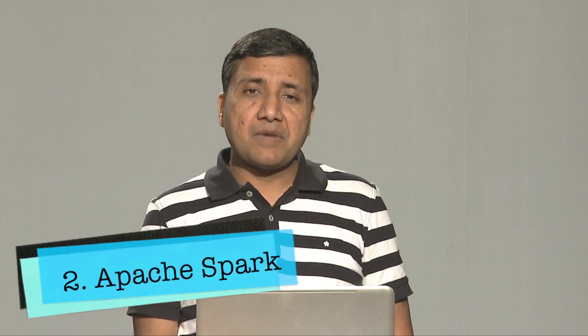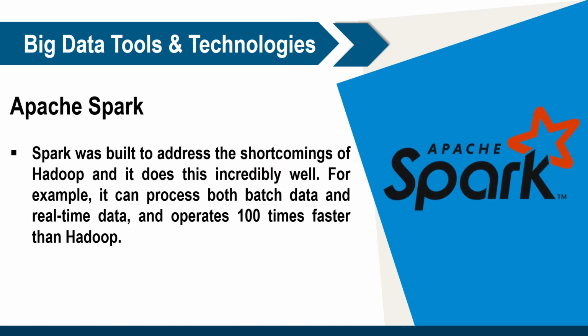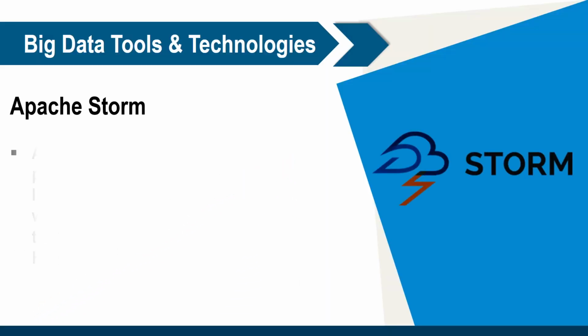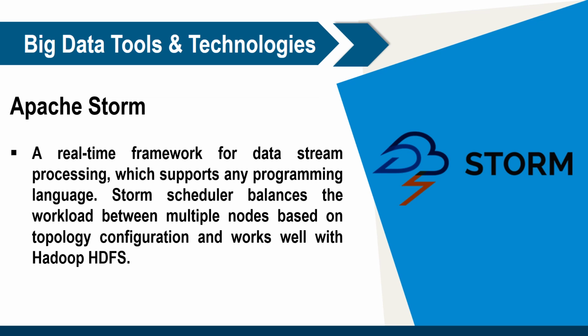The second tool, Apache Spark, was built to address the shortcomings of Hadoop. This is a very powerful tool. It allows general purpose computing as well as processing big data, working with graphs, as well as you can run machine learning libraries in Spark. Apache Storm, a real-time framework for data stream processing, which supports many programming languages. Storm Scheduler balances the workload between multiple nodes based on topology configuration and works well with Hadoop HDFS.